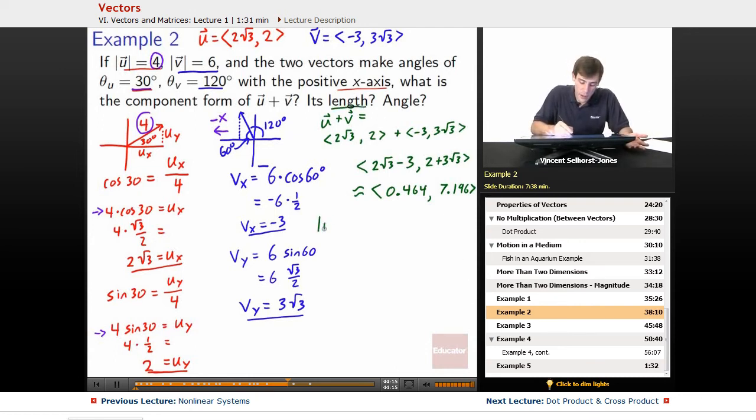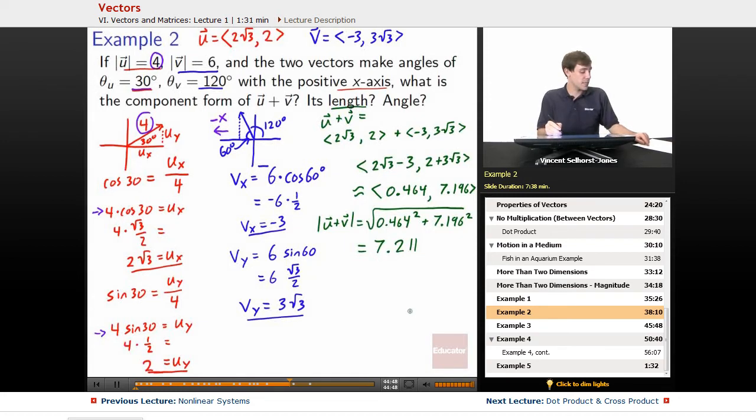All right, so at this point, we want to figure out what its length is. So the length of u plus v is going to be equal to the square root of each of its components squared and then added together. So its two components were 0.464 squared plus 7.196 squared. What's that wind up coming out to be? We work that out, and that winds up coming out to be, sorry, I couldn't find it in my notes, 7.211. Right, it comes out to be approximately 7.211.